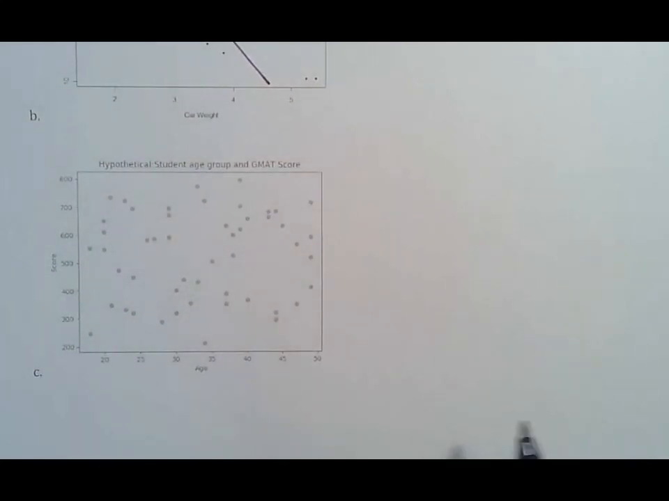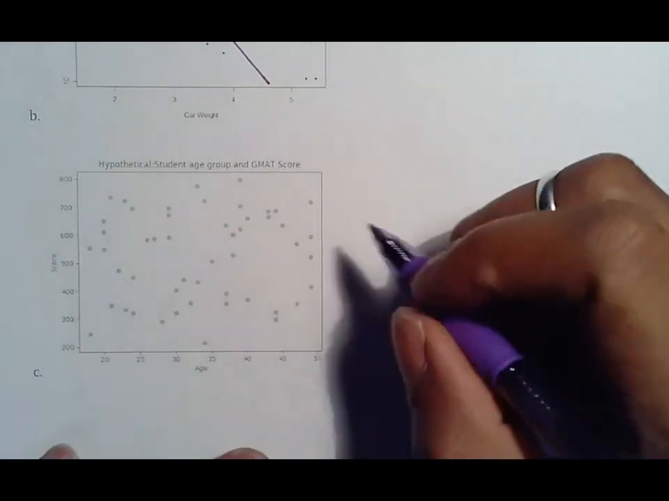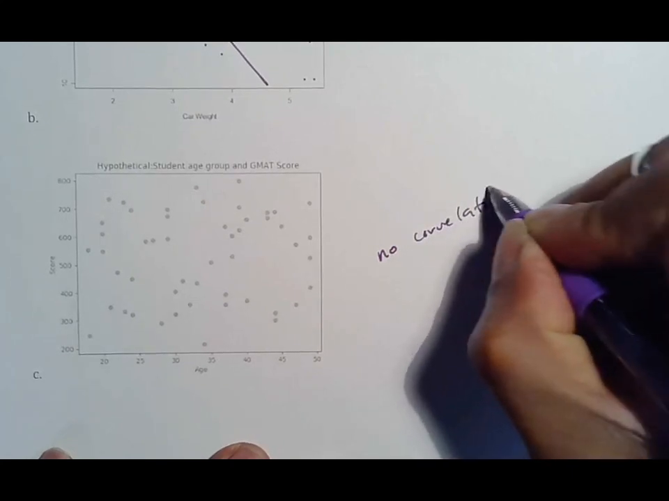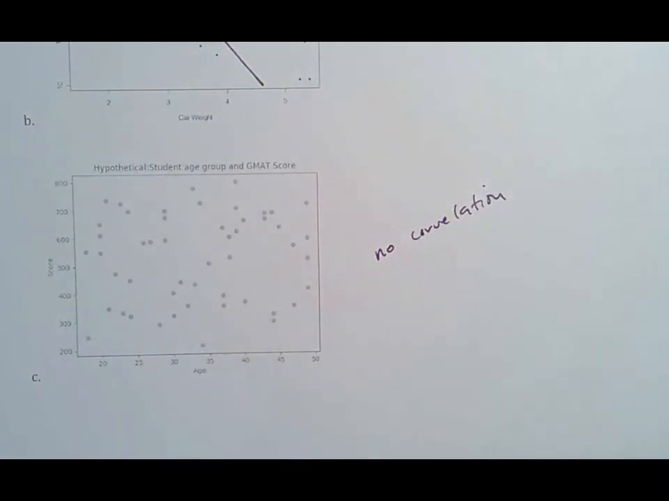And then here we have age and score on a GMAT. So I guess I think that's before you go to school for your master's. And you notice that there is no real direction here, which means I really can't draw a line, which means this is the one that has no correlation.